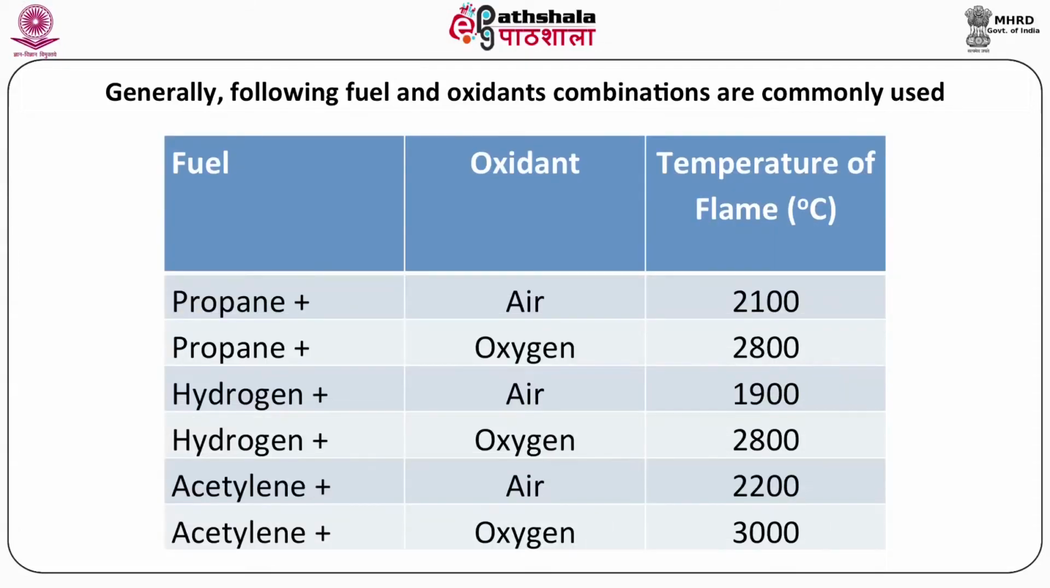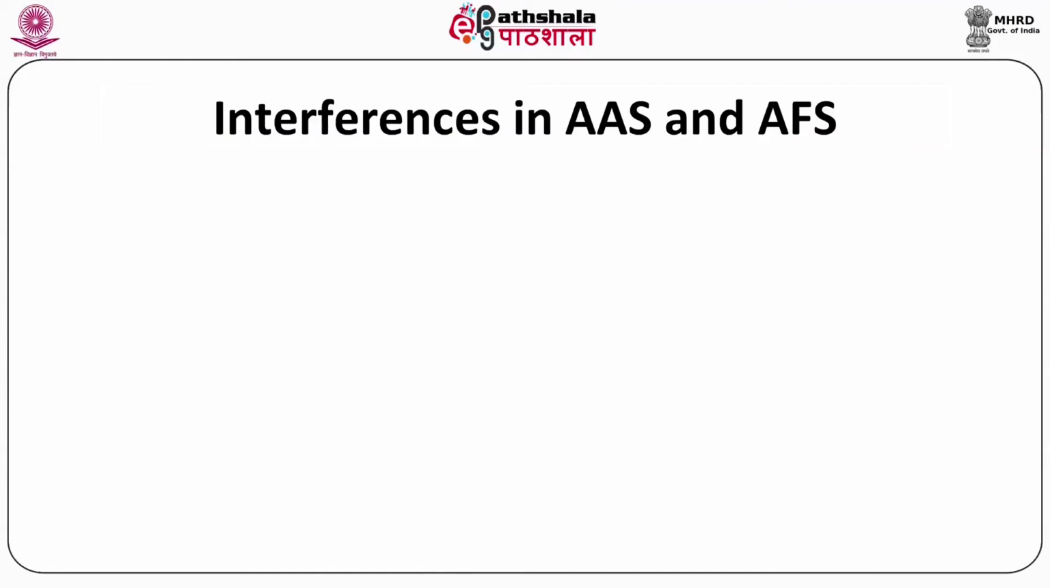There are many fuel sources such as propane, in which the oxidant is air, and it gives a temperature of 2100 degrees Celsius. Propane with oxygen gives a temperature of 2800 degrees Celsius. Hydrogen in air gives 1900 degrees Celsius. However, hydrogen in oxygen gives 2800 degrees Celsius. Similarly, acetylene in air gives a temperature of 2200 degrees Celsius, but in the presence of oxygen it gives 3000 degrees Celsius.